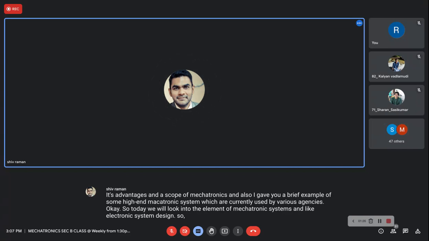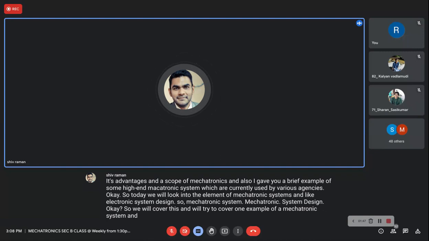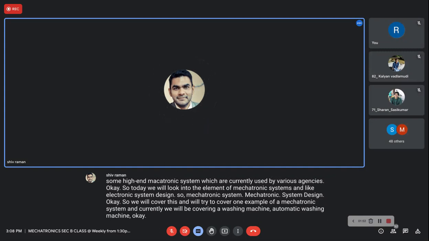Mechatronic system and mechatronic system design. Okay, so we will cover this, and we'll try to cover one example of a mechatronic system. Currently we will be covering an automatic washing machine. Okay, so starting with the elements of mechatronic system.